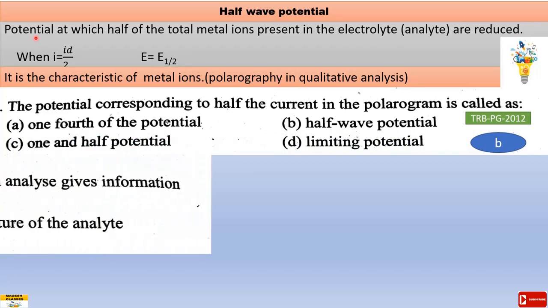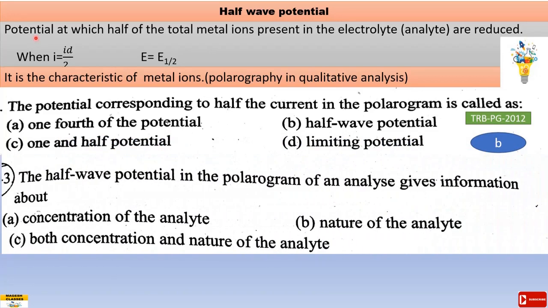The next one: the half-wave potential in the polarogram of an analyte gives information about the nature of the analyte. The concentration of the analyte is obtained from the diffusion current. Nature of the analyte is obtained from half-wave potential. Your answer is B. It is a question from TRB, lecturer in engineering college and polytechnic, 2005.